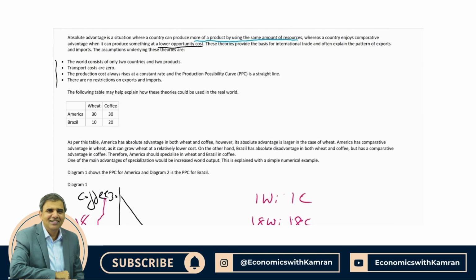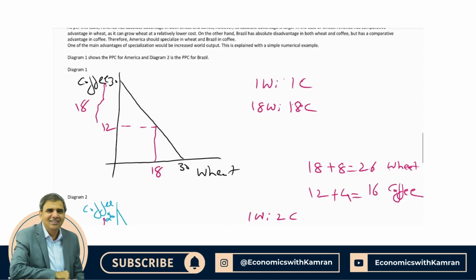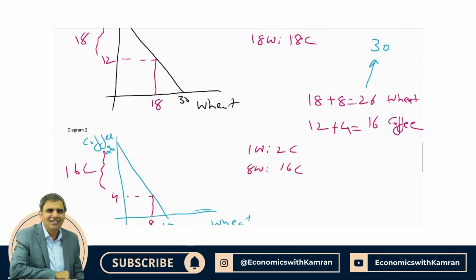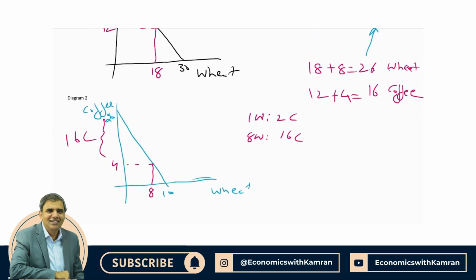America has comparative advantage in wheat. America should specialize in wheat. If America specializes in wheat, world output of wheat goes up from 26 to 30. As America concentrates only on the production of wheat, the output of wheat goes up from 26 to 30. Brazil should specialize in coffee, and if Brazil concentrates all its resources and focuses only on the production of coffee, the output of coffee goes up from 16 to 20.